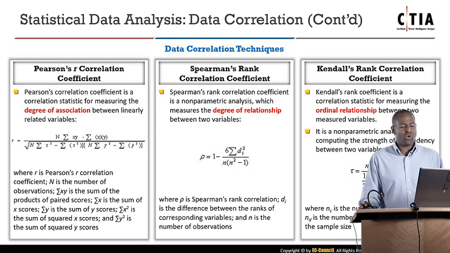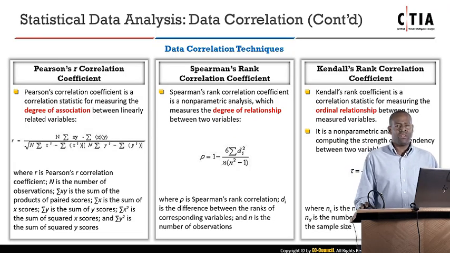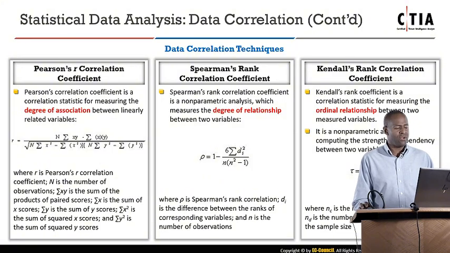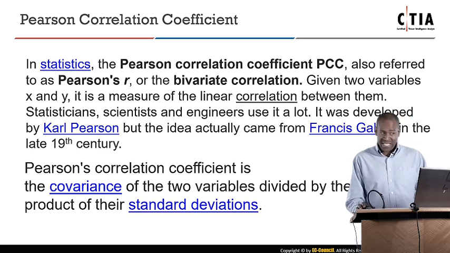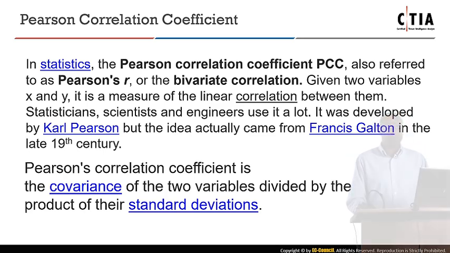Now let's look at some other data correlation techniques. And these are some statistical techniques that are very useful in correlating data. The first one we want to look at here is Pearson's R correlation coefficient. So in statistics, the Pearson correlation coefficient is often called just PCC. Sometimes you'll hear it referred to as Pearson's R. And if you're in a statistics class or in a physics class, depending on what level of physics you're in, you often hear it referred to as a bivariate correlation.